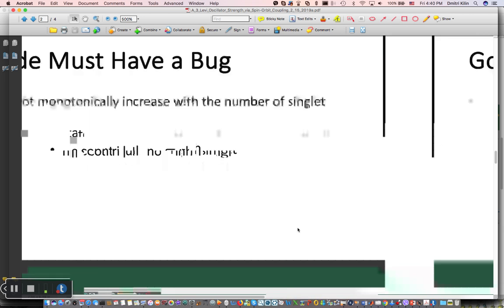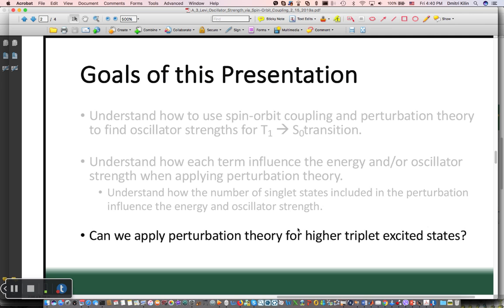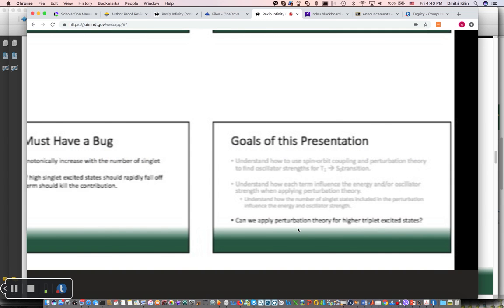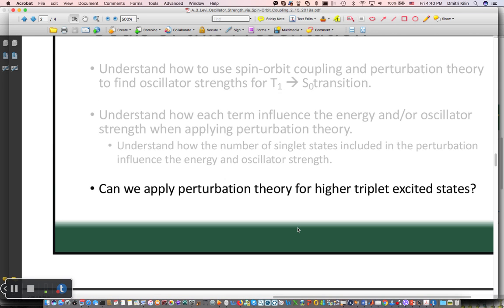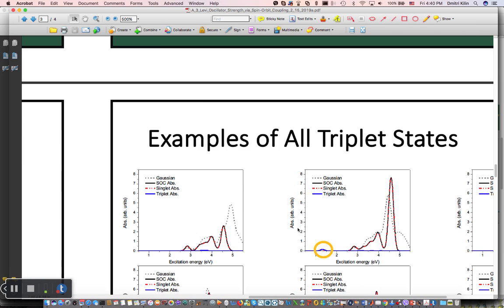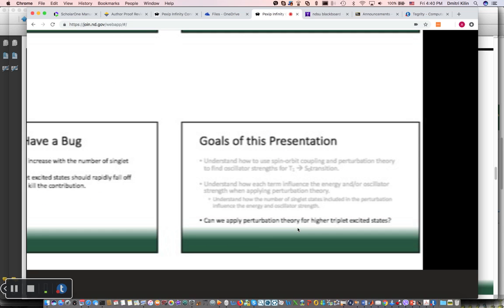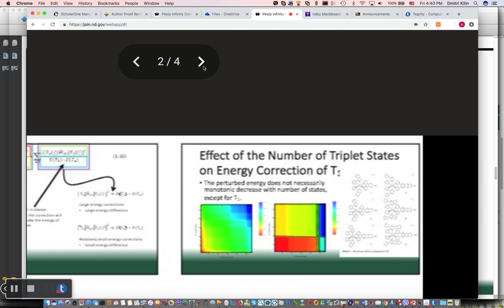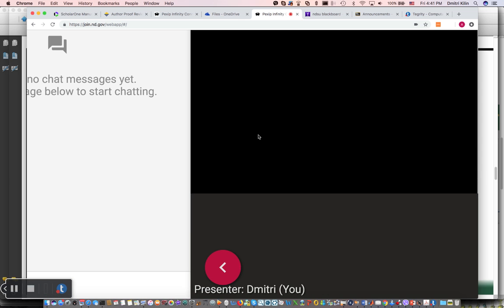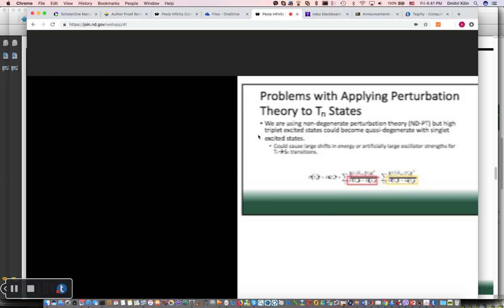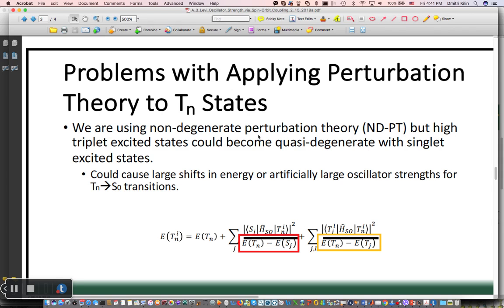So that's kind of understanding perturbation theory. And now we're going to go on to: can we apply it to higher triplet states? I'll tell you right now that I don't think we can, but let's look at the data. As I was saying before, the energy differences are super important. For T1, the energy differences are always negative, which means that the energy of the perturbed state goes down. But if we go to higher states, the energy difference can be positive, and things can shoot up.